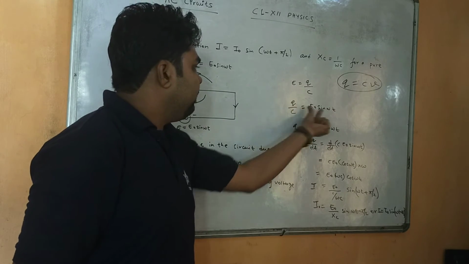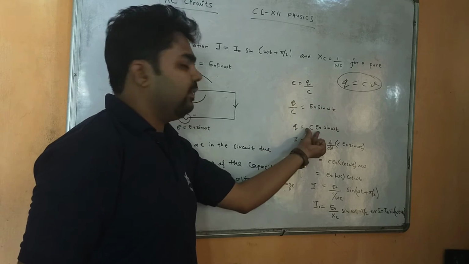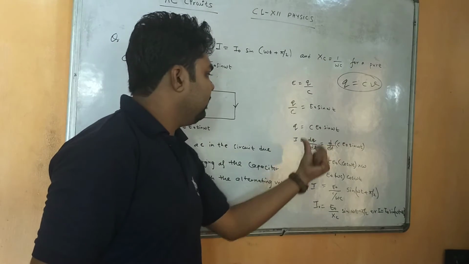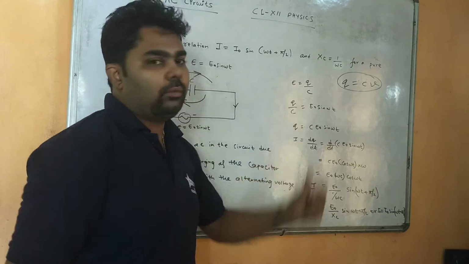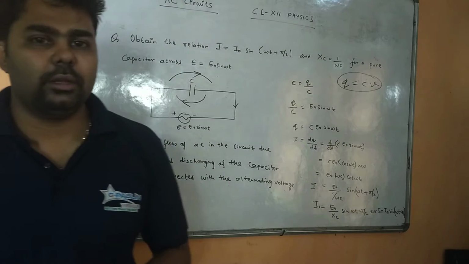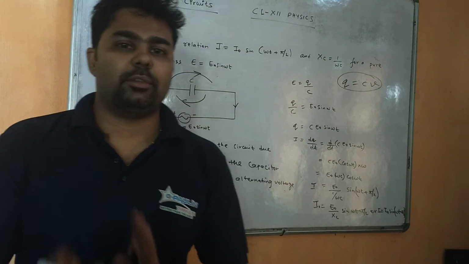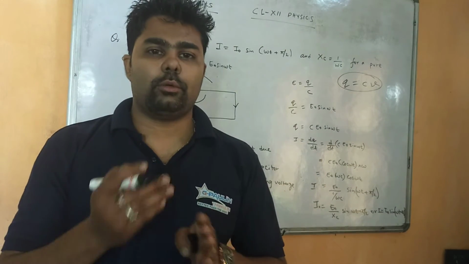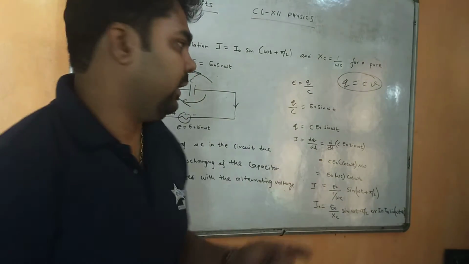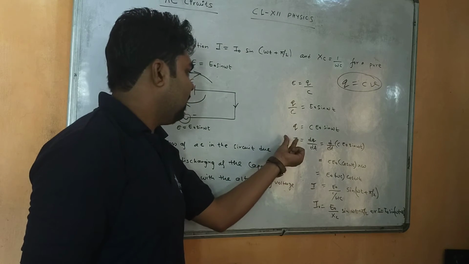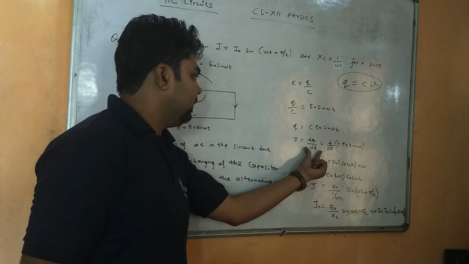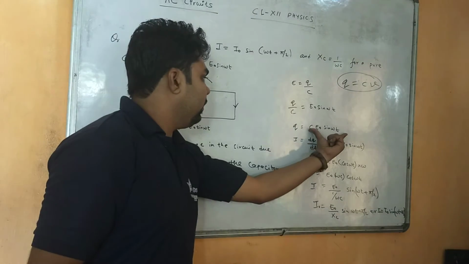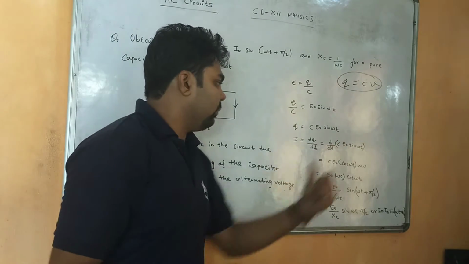Now if I cross multiply C on the other side, we will get C E naught sin omega t as it is. Now this is an equation in terms of charge, right? The capacitor is getting charged, the capacitor is getting discharged. If you differentiate dq by dt, that means rate of change of charge, that is called current. That means I equals dq by dt. So d by dt of q, what is q here? That is C E naught sin omega t.